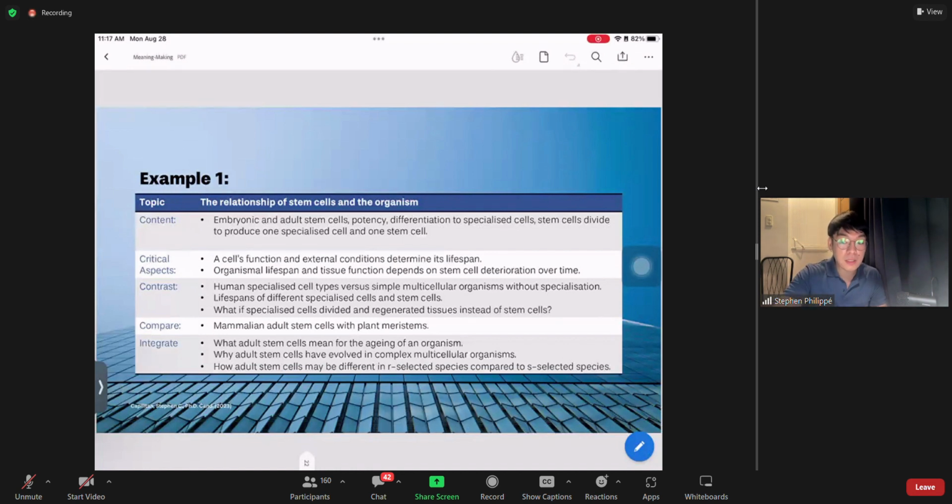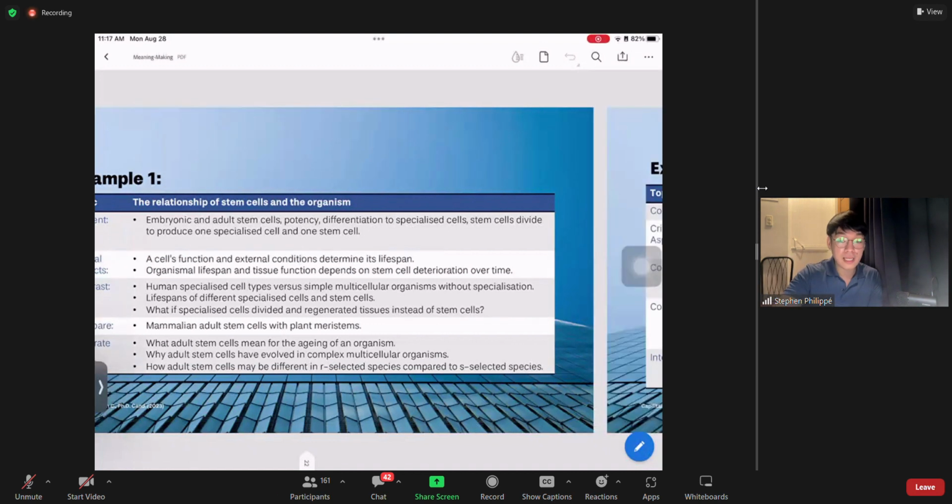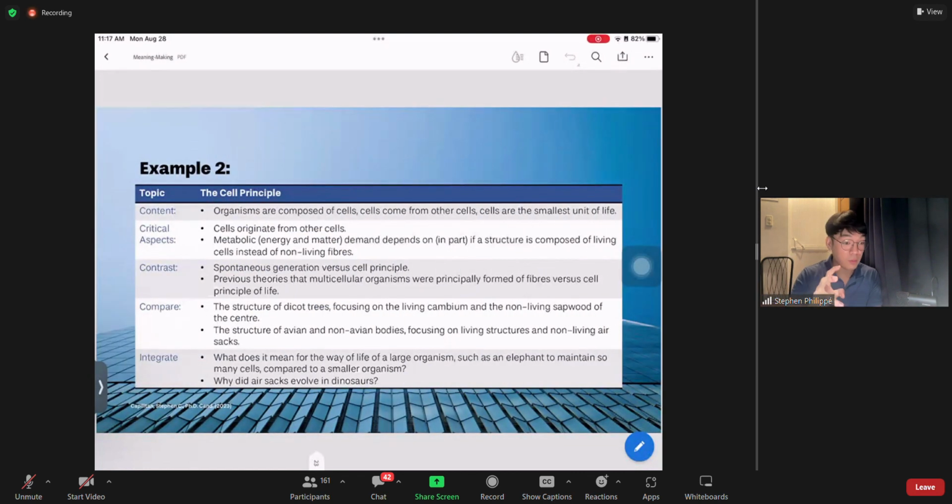Mammalian adult stem cells with plant meristems, of course, because they're much more focused on what an adult stem cell is. How could you relate it to a meristem in plants? That's the first topic or example. The second one is the cell principle.